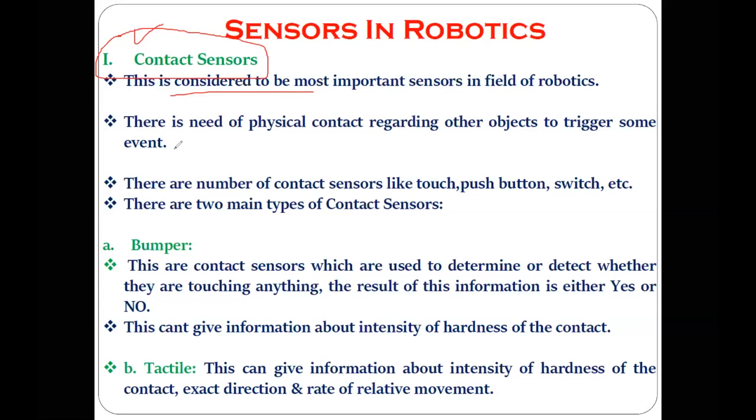Now, for the contact sensor to get activated, or triggered, it is required that some physical contact should happen with that particular object. Then the contact sensor gets triggered. If you want an example, now our home, the home bell is used there.